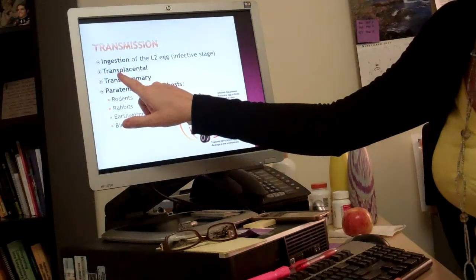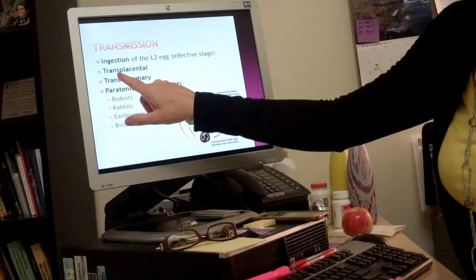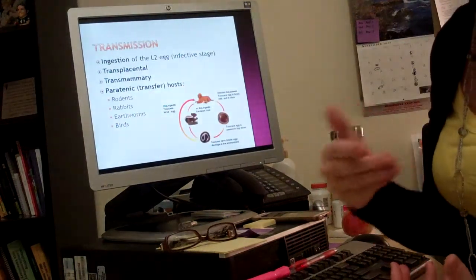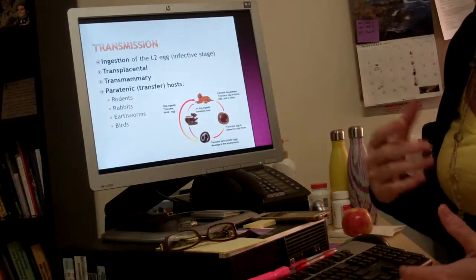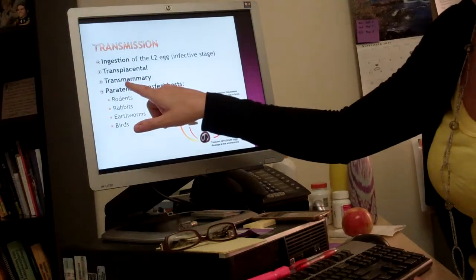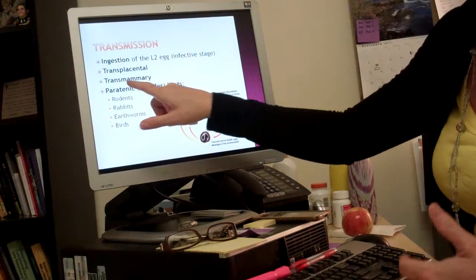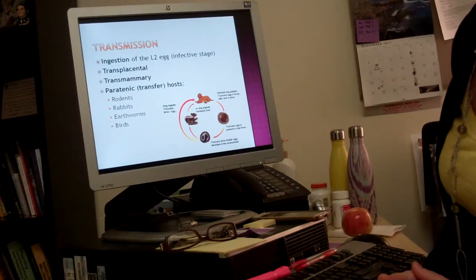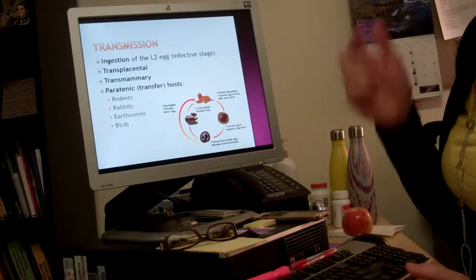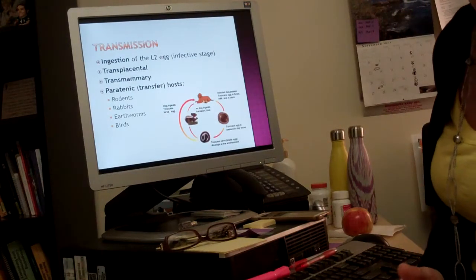We now know that there can be transplacental transmission because of somatic migration and hypobiosis, that awakening of the larva to then migrate into the feces. We can also have transmammary transmission, and so larva from mom can be transmitted through the milk. So the act of nursing can also transfer the parasite.